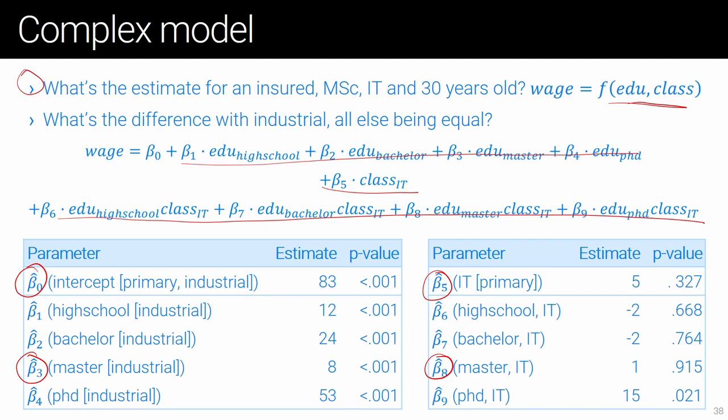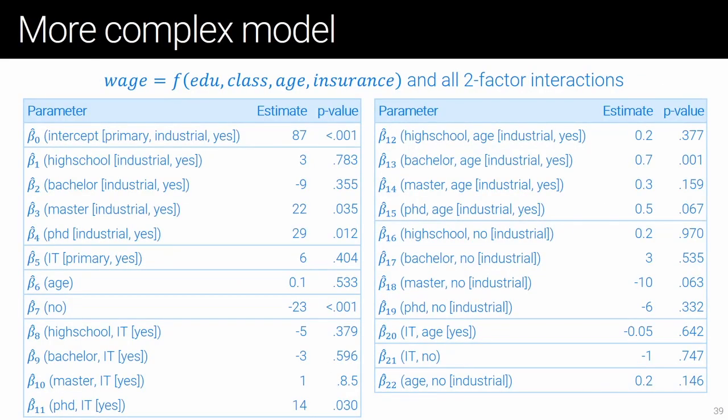What happens if we want to go for the second question, that profile, but in an industrial job setting? Then we need to drop this coefficient and that coefficient. So it's only 83 plus 8. So we are able to get a probably better answer, but still it's not good enough. So we go for an even more complex model.